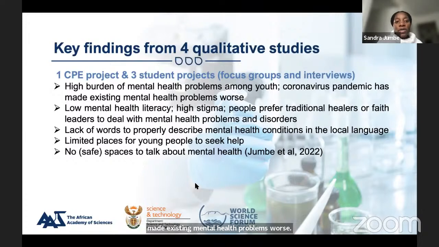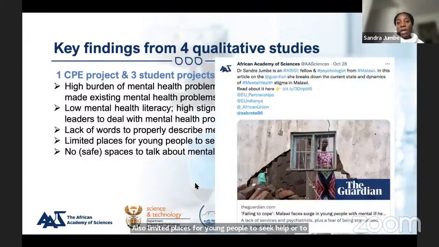The low mental health literacy is still persisting, and people tend to prefer to use traditional healers or faith leaders to deal with mental health problems and disorders rather than going to a health service. There's also a lack of words to properly describe mental health conditions in our local language, and this further limits understanding of particular conditions. There are also limited places for young people to seek help or to openly feel safe to talk about any type of mental health distress they might be feeling. An achievement of this work is that we've been quoted in The Guardian in an article talking about the failure of the health services to cope in Malawi following a surge of mental illness among young people.